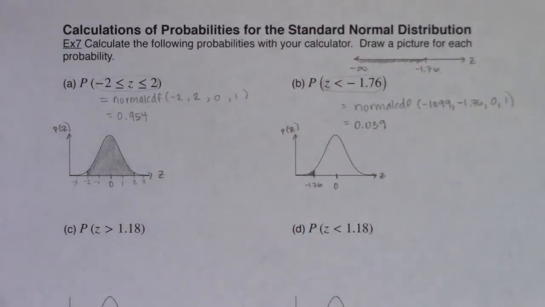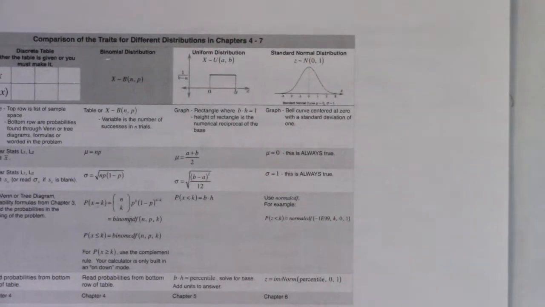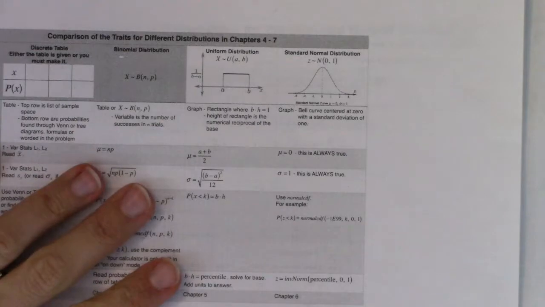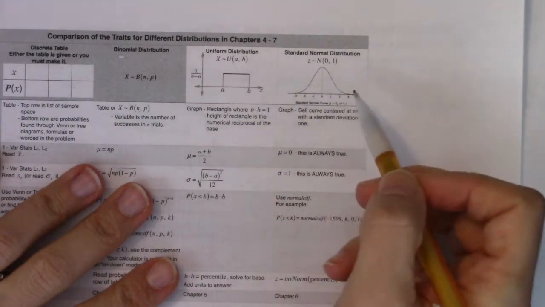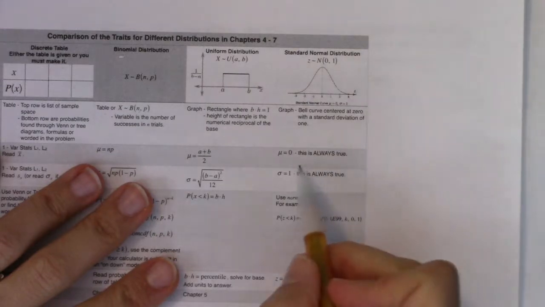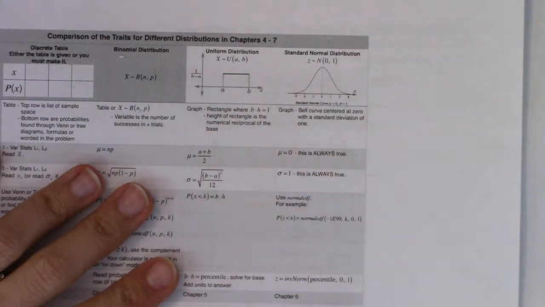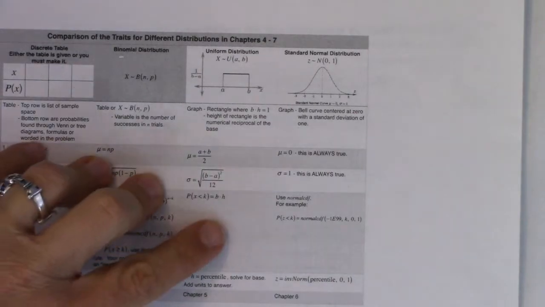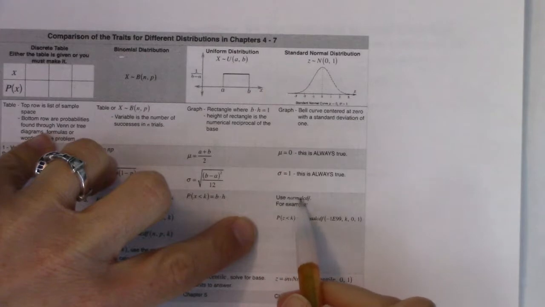All right, now in terms of remembering all of this, I've got it on that giant trait table. So we are in the standard normal column. The reason we know we're in the standard normal column is because we're looking at z-scores. Anytime you're looking at z-scores, you're on the standard normal distribution. I tell you here, the mean is always 0, the standard deviation is always 1, and then I have some notes about probability. It says use normal CDF. And then I give you an example.